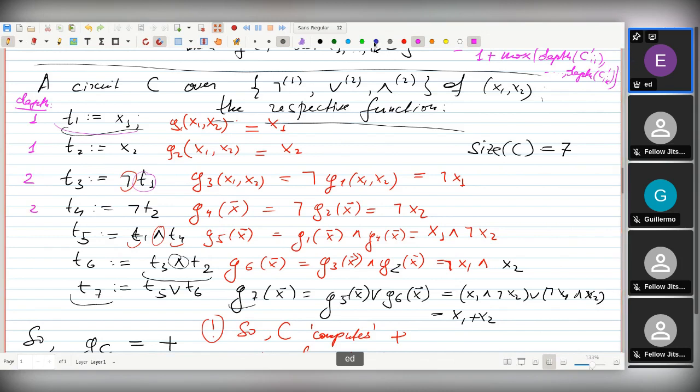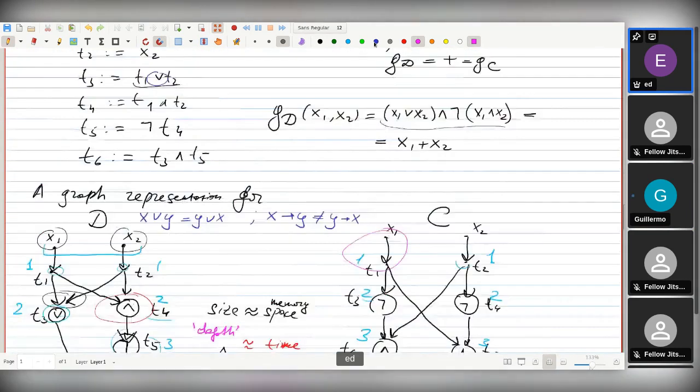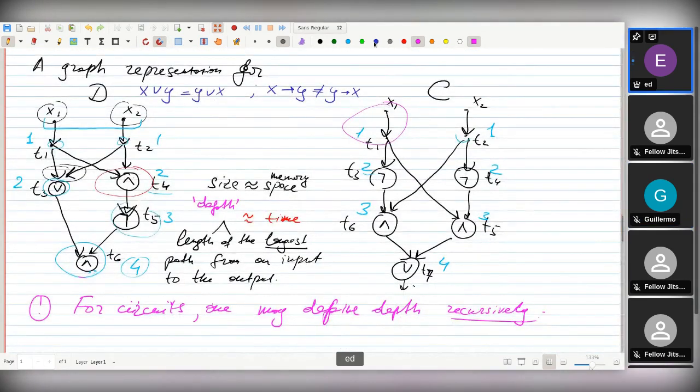Similarly here, T5, T1 and T4. So we need 1 plus the maximum of the depths of T1, which is 1, and T4, which is 2. So the result will be 3. Similarly here, and here we will have, of course, 4. Is it clear? Yes. Exactly as we have intuitively.